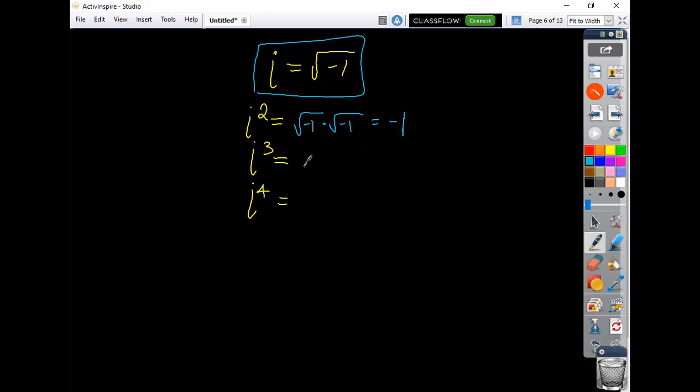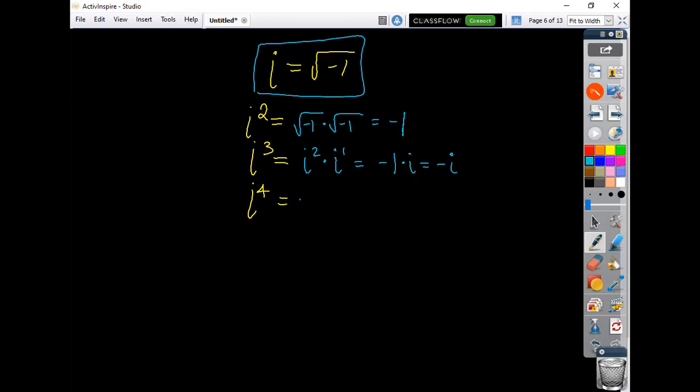So then we'll go on to this i to the third. Is that i to the second times i to the first? But i to the second, we just proved up here, was -1, times this i. So i to the third is nothing more than -i. And then we're just going to go one more level, and I'll show you why that is.